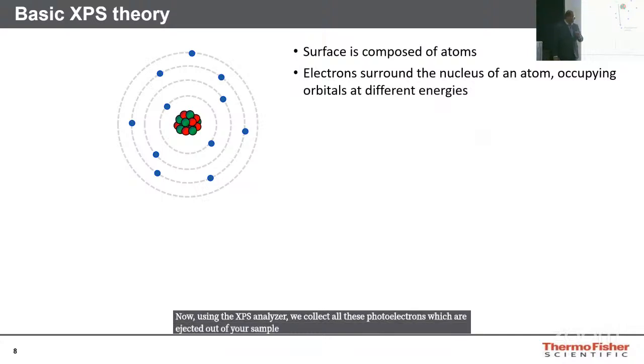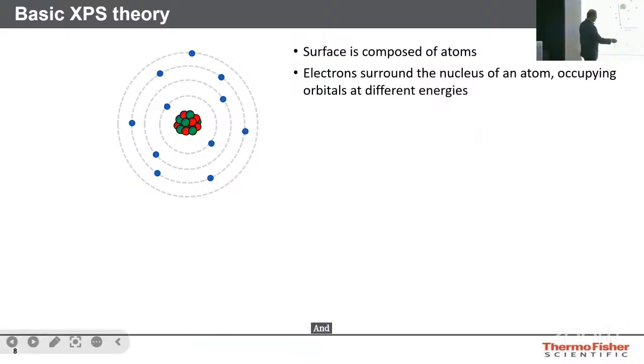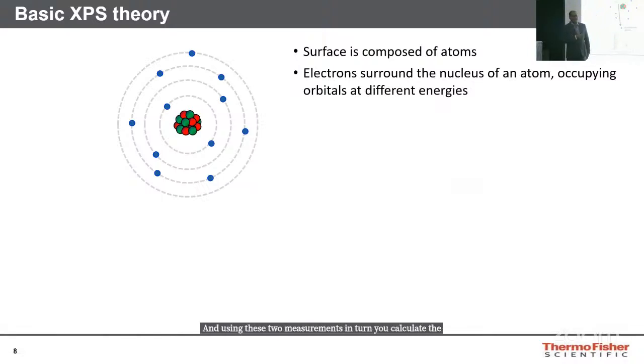Now, the mathematics gets interesting. You know the energy of the X-rays that you are using. You have measured the kinetic energy of the photoelectrons which you have collected. And using these two measurements, in turn, you calculate the binding energy of this photoelectron.